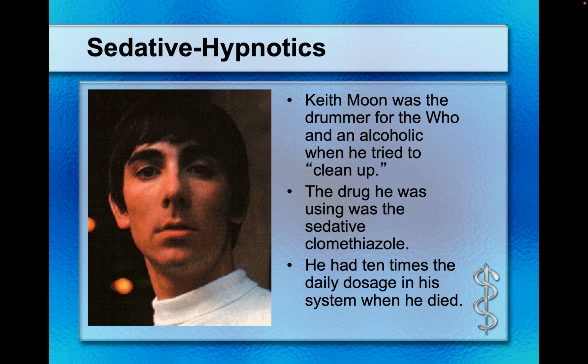Keith Moon was a drummer for The Who and an alcoholic when he tried to clean up. The drug he was using was the sedative clomethiazole. He had 10 times that daily dosage in his system when he died.